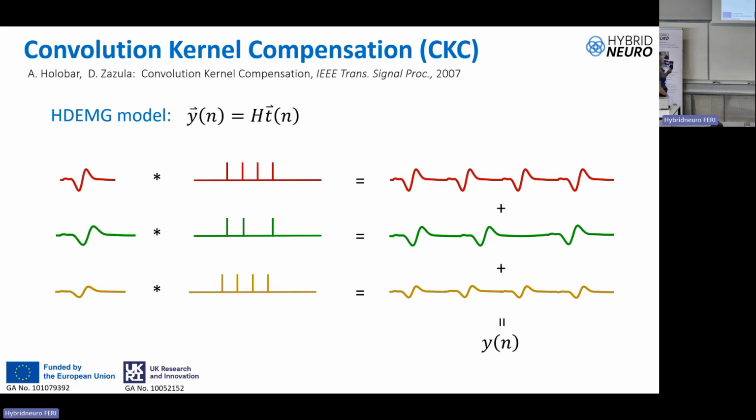The basic equation of convolutive kernel compensation, or the CKC method algorithm, is this one. We are multiplying matrix H with vector T. Here is a simple visual representation. If we multiply a motor unit action potential with its spike train or pulse train, we get a motor unit action potential train. If we add all those together, we get the high-density EMG signal, which at this point is noiseless. For the rest of the presentation, I will just ignore noise, so everything will be more simplified.